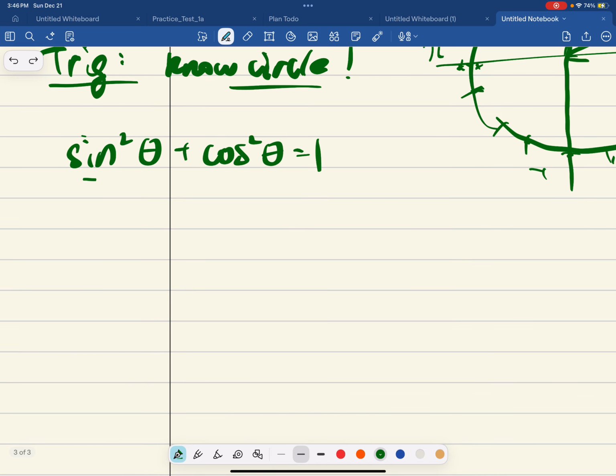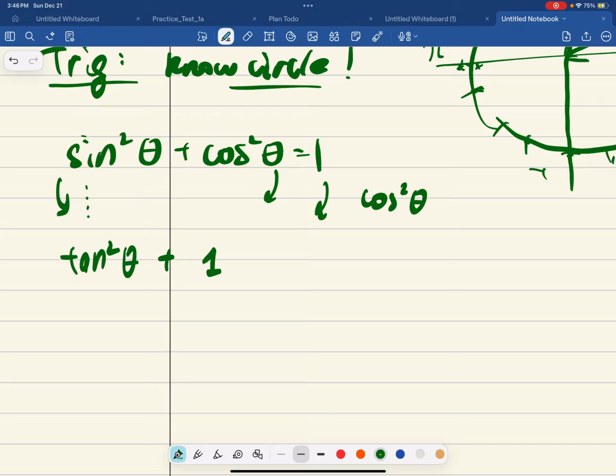So this is another expression that you totally need. Sine squared theta, or x, plus cos squared theta, or x. The theta is just a variable, could have been x, is equal to 1. And what you can do with this is divide everything by something. It could have been cos squared of theta. So if you divide everything by cos squared theta, what happens here is tan squared theta plus 1, because cos squared theta divided by cos squared theta will be 1.